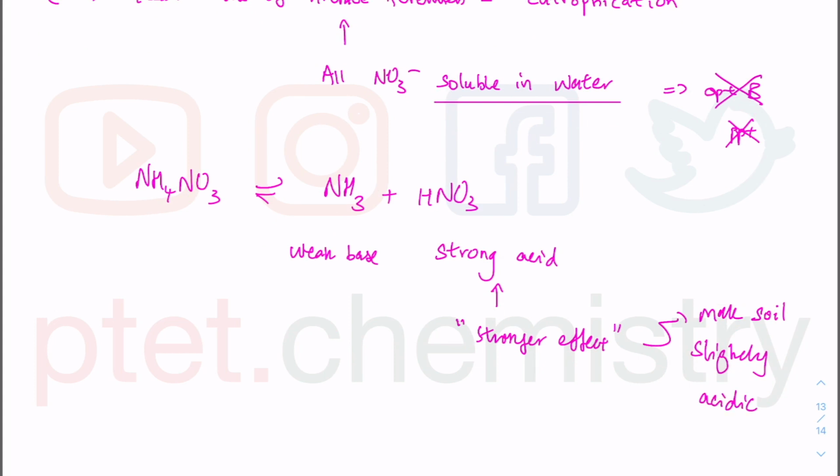And that is the part where if you use too much of this kind of fertilizer, ammonium fertilizer, you have to add in a bit of calcium carbonate or quicklime or slaked lime to reduce the soil acidity. So here's option A being incorrect. So I'm left with option C and option D.